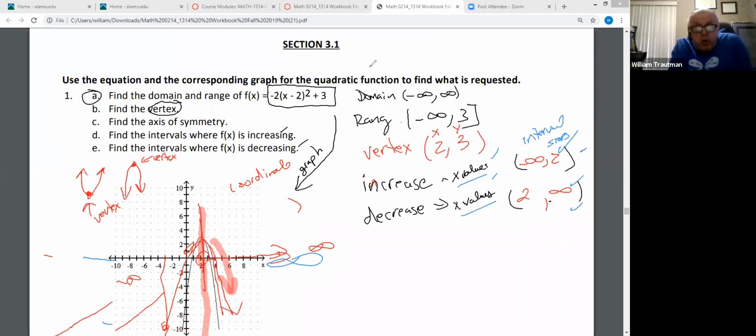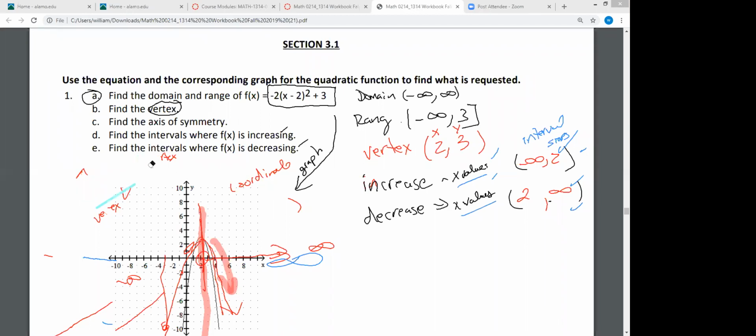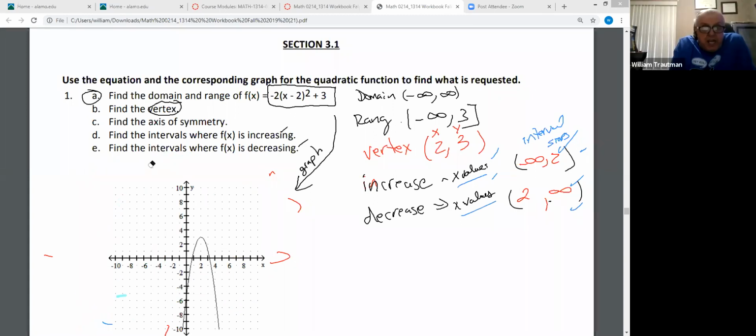And we'll try another one. Oh, I still have to do the axis of symmetry. Axis of symmetry is really easy once you have the vertex. So we have the vertex. The axis of symmetry, part C, has to do with the same thing as we've talked about.